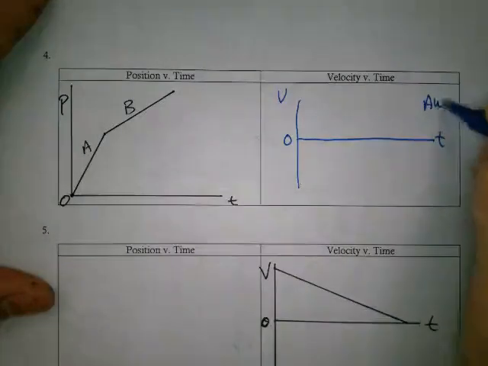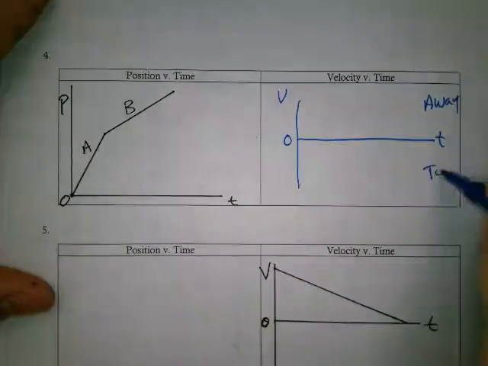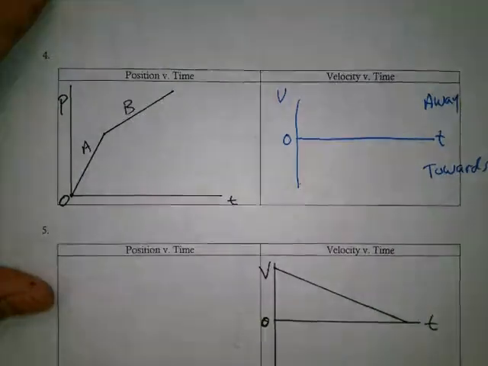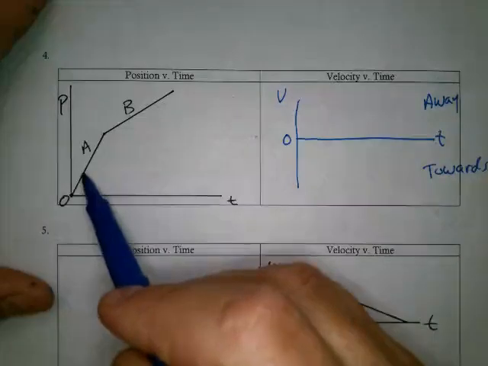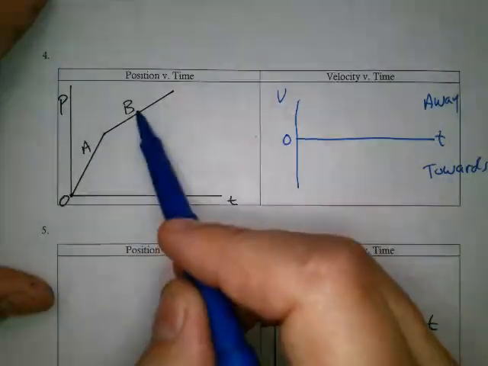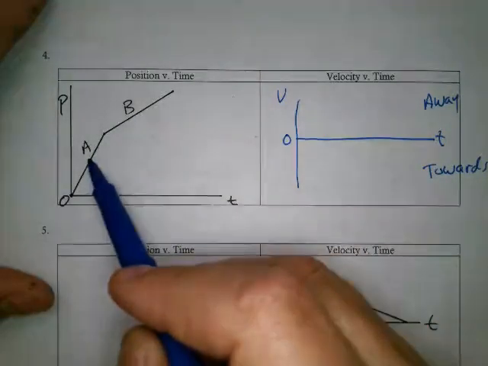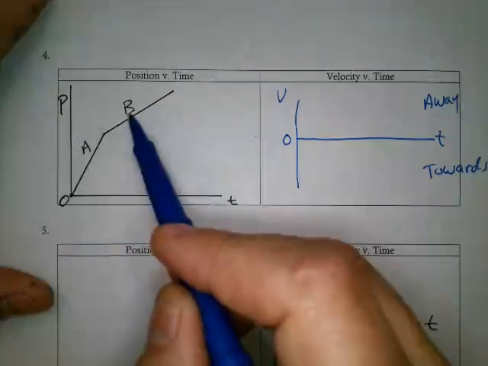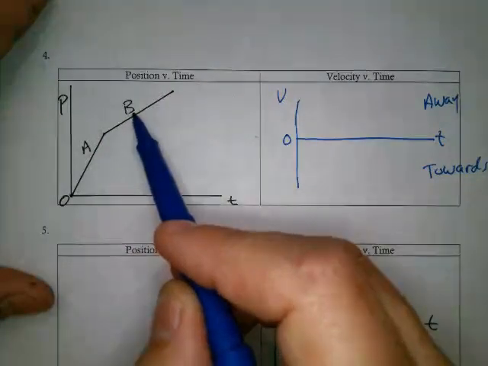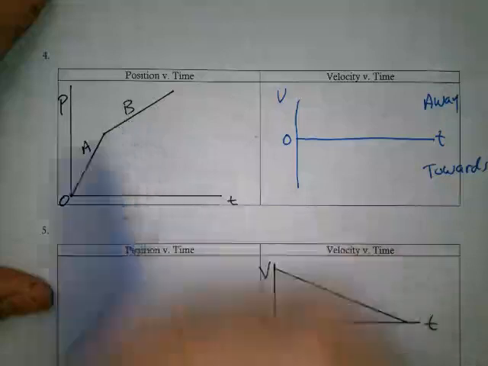So this is away up here from the origin, and this is towards down here, just to remind you. And so we can see that the slope of A is steeper than the slope of B. That means this is a faster line, and this line is an object that's moving slower, so faster and slower.